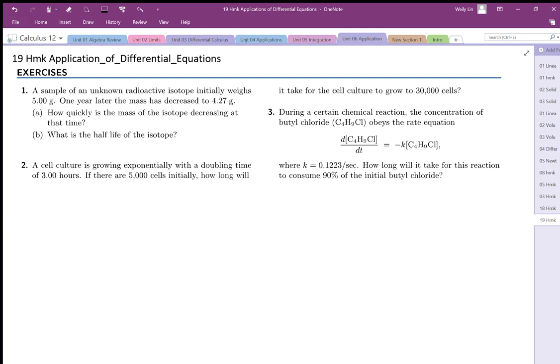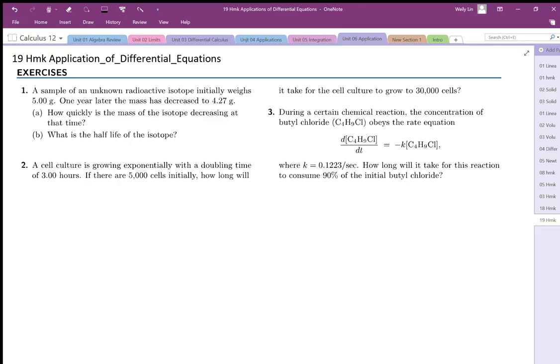A sample of an unknown radioactive isotope initially weighs 5 grams, and 1 year later the mass is decreased to 4.27 grams. So how quickly is the mass of the isotope decreasing at that time, and what is the half-life of the isotope? So this is an exponential decay problem.